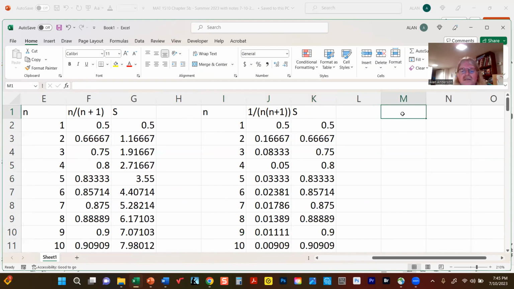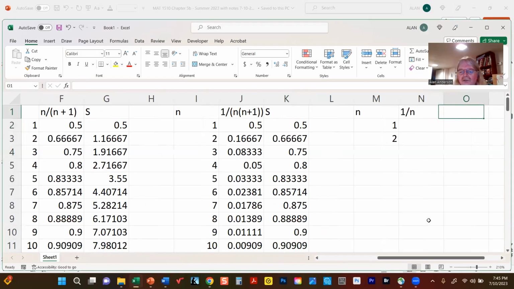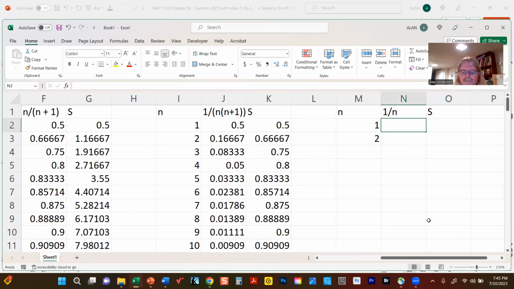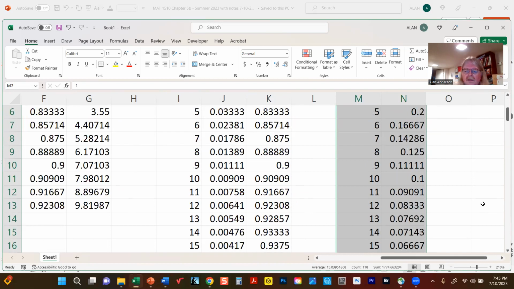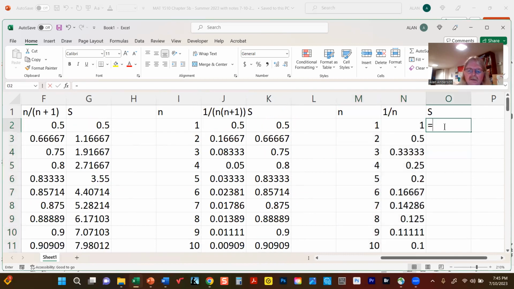Now, by the way, this Excel stuff is not proving anything. This is just helping us see the patterns, okay? When you take the limit, then you are demonstrating that, yes, the series either converges or diverges, okay? It's 1 over n over 2. Okay, and then the sums.